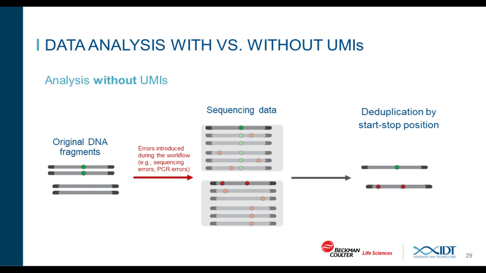So comparing data analysis with versus without UMIs. First, let's look at analysis without UMIs. You have your original DNA fragment on the farthest left, and the little green circles are your true positive mutation. Moving through your workflow, you get errors introduced, such as through sequencing or through PCR. And the output is your sequencing data. Then moving on to the right, you get deduplication by start-stop position. And this goes with the highest quality read, and it might not contain your variant.